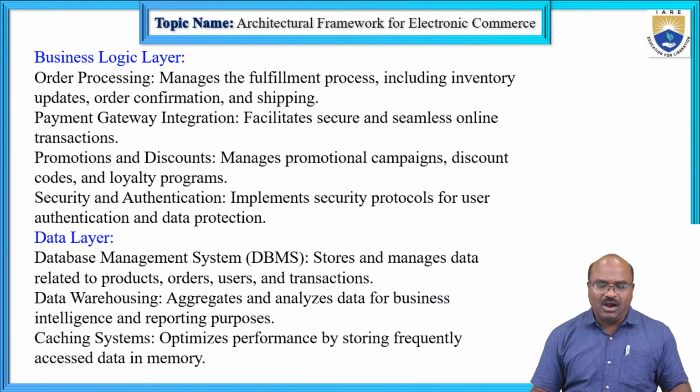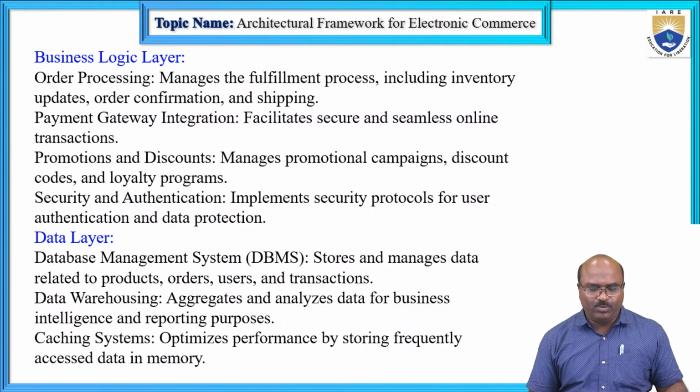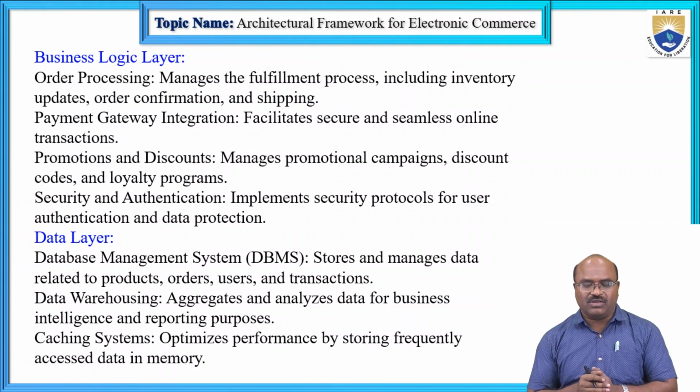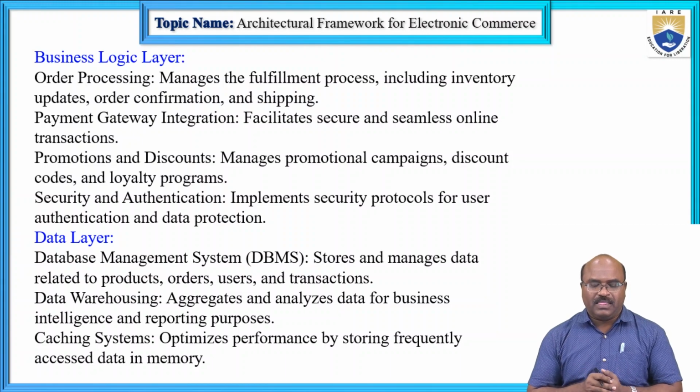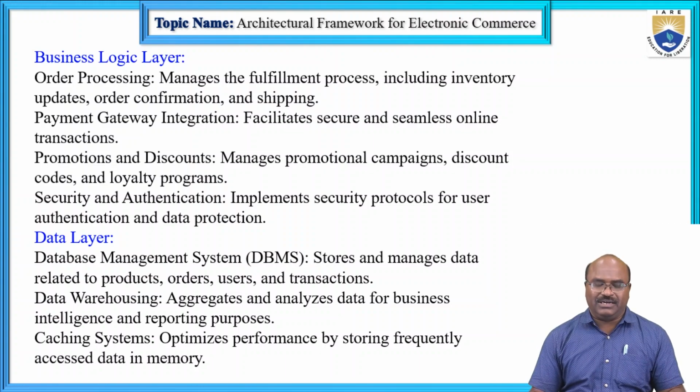Here, order processing is one of the important things, along with promotional discounts, security and authentication, and payment gateway integration. Totally four things are going on. I will discuss them one by one. Order processing: how orders are handled in the architectural framework of electronic commerce. The main part is the fulfillment process, including inventory updates, order confirmation and shipping. These come under the order processing area.